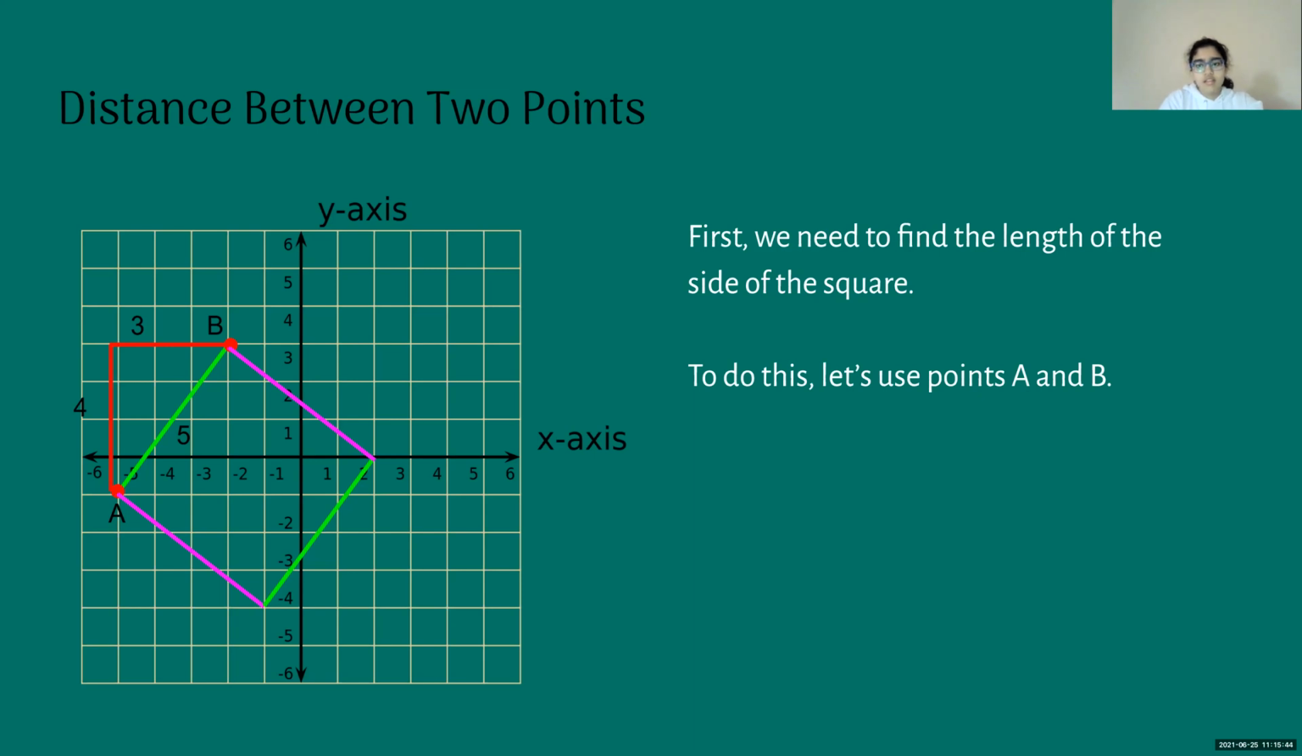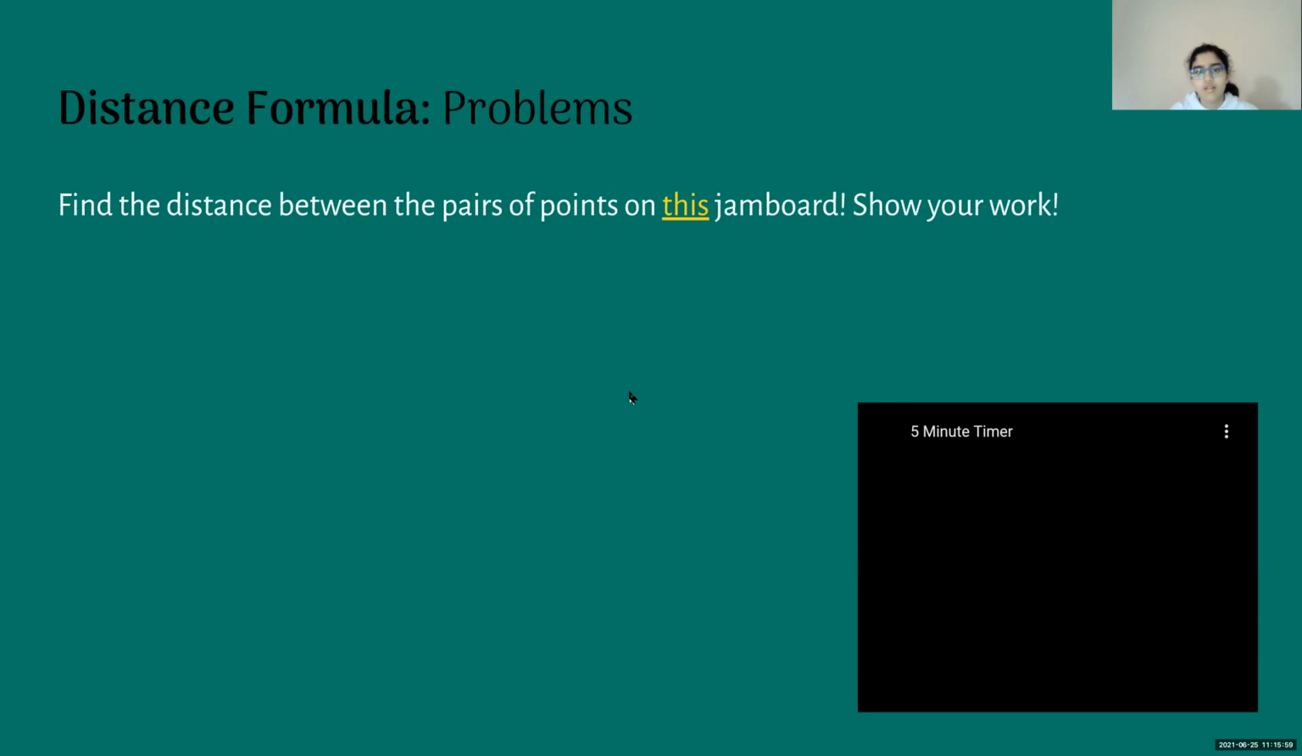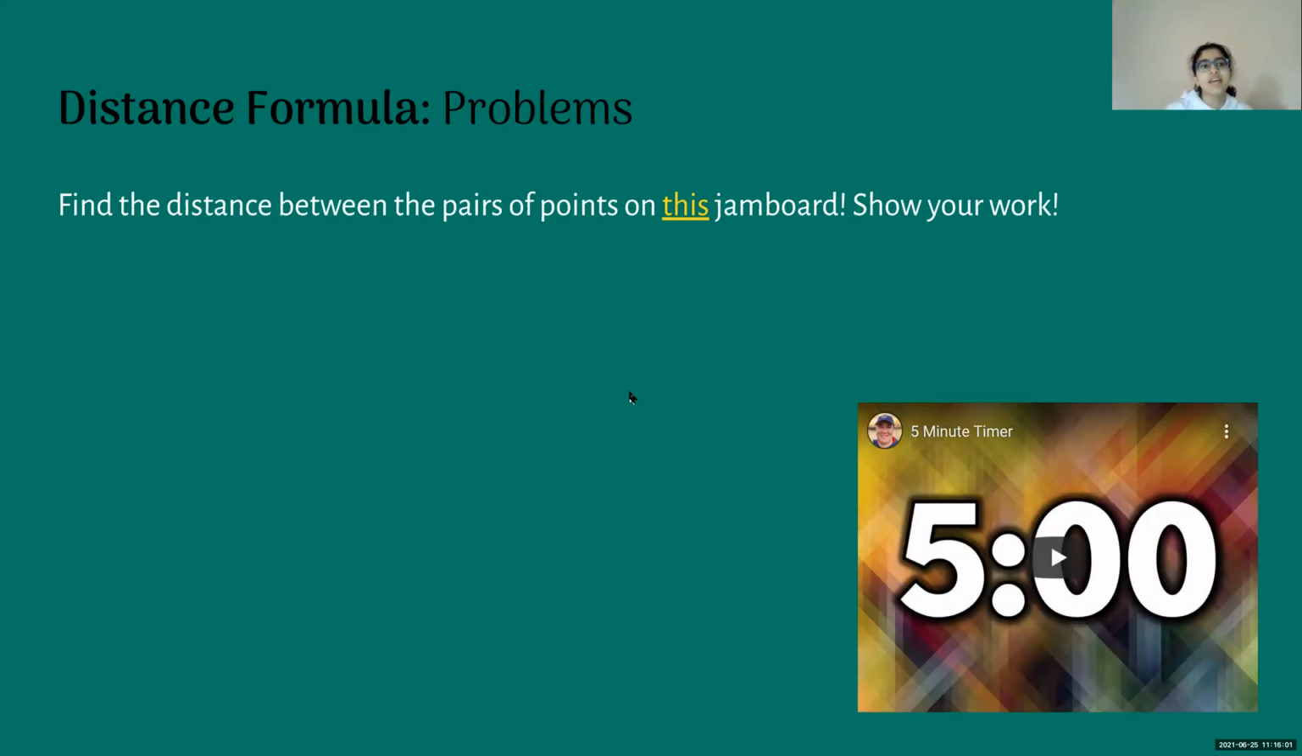So currently this is the score. Okay, yeah, that is the score so far. So we get radical 25 for the side length. 5 multiplied by 4 is 20.